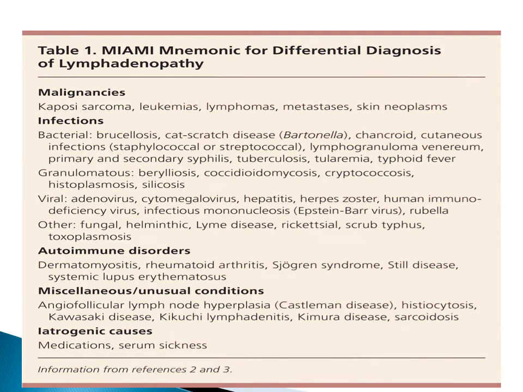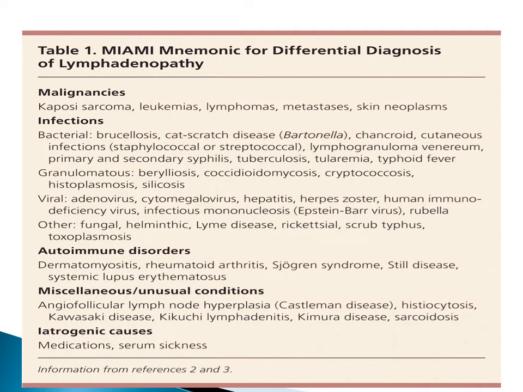These are the common causes we should keep in mind when we see a patient with lymphadenopathy. So it can range from malignancies to infections, some autoimmune disorders, unusual conditions like Kawasaki disease, sarcoidosis, and sometimes it can be caused due to certain medications, sometimes serum sickness, etc. So that is iatrogenic. Iatrogenic means that is induced by us.